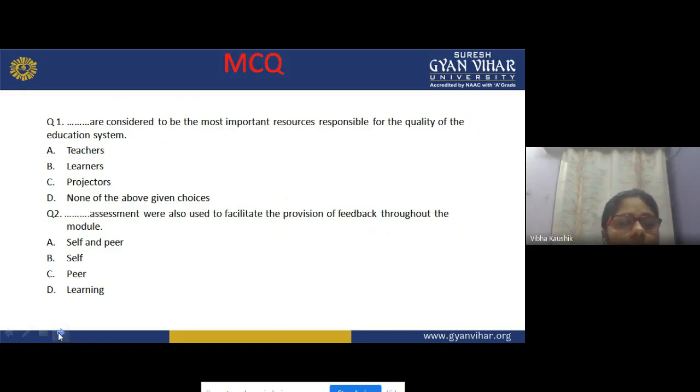Now, the first one: dash are considered to be the most important resource responsible for the quality of the education system. A, teachers; B, learners; C, projectors; D, none of the above. So the correct answer is teachers. Teachers are considered the important resource responsible for the quality of the education system. Dash assessment were also used to facilitate the provision of feedback through the module. The options are A, self and peer; B, self; C, peer; D, learning. The answer is A, that is self and peer assessment.